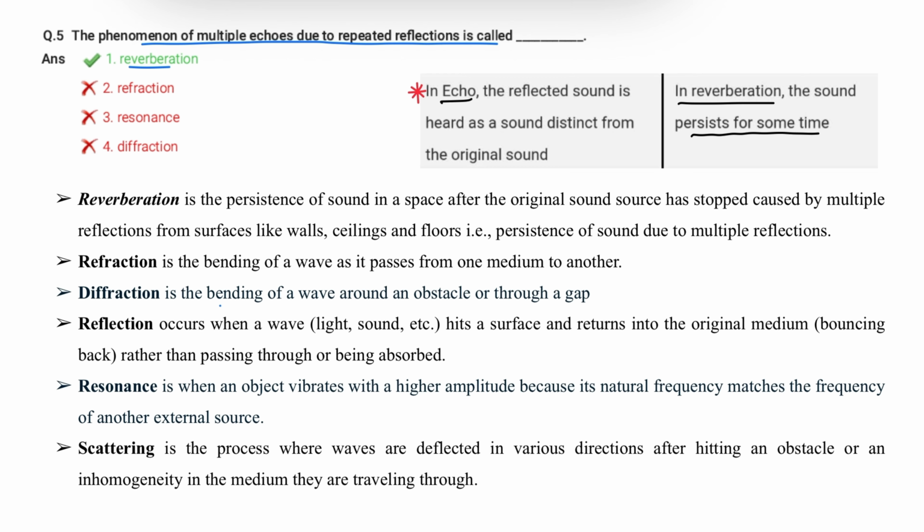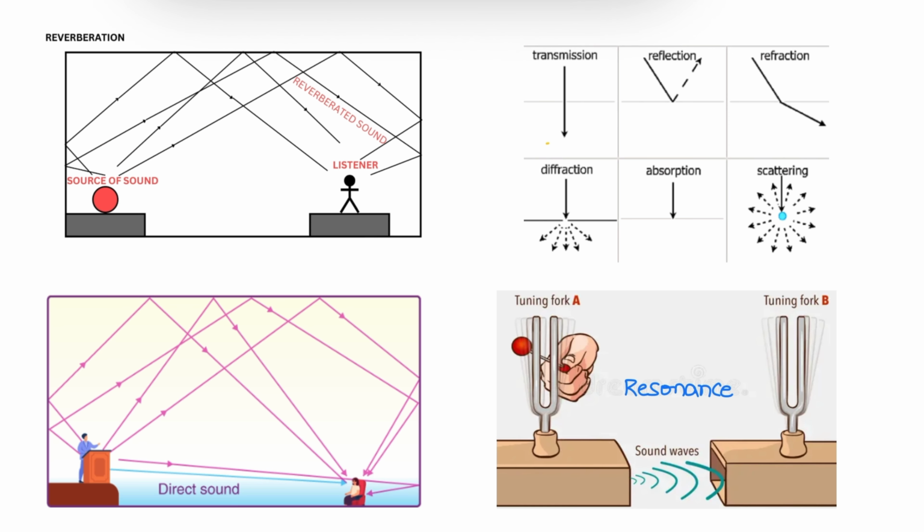The definition of reverberation is the persistence of sound in a space after the original sound source has stopped, caused by the multiple reflections from the surfaces of walls, ceilings and floors. That is, the persistence of sound due to multiple reflections is reverberation. So this image as well as this image shows reverberation. Persistence of sound due to multiple echoes.